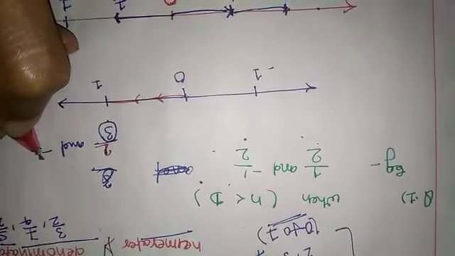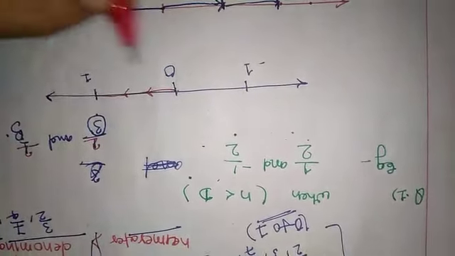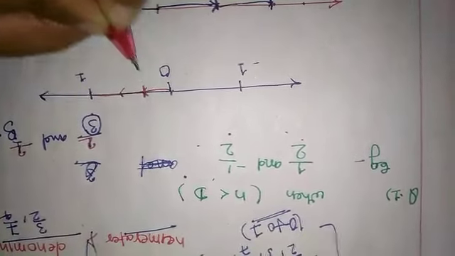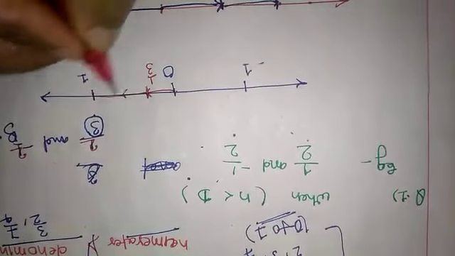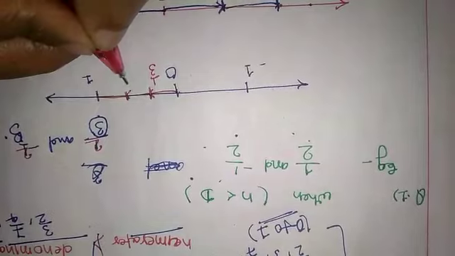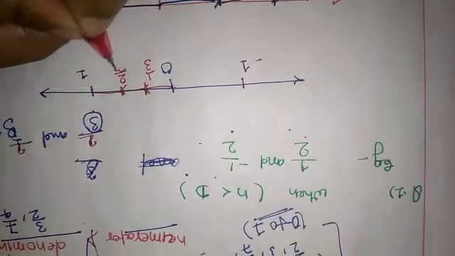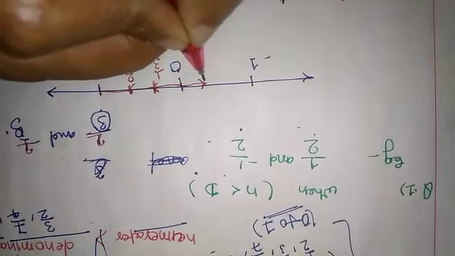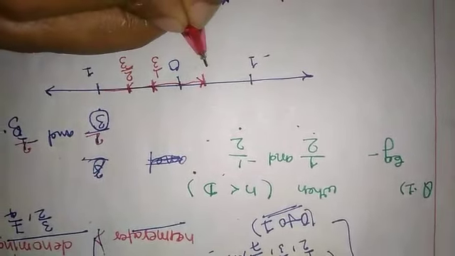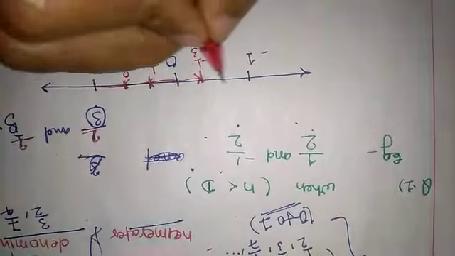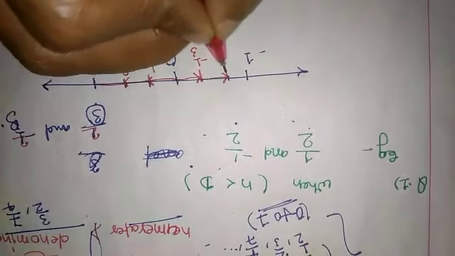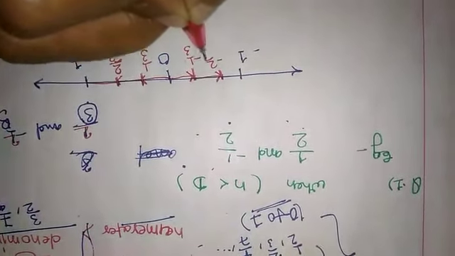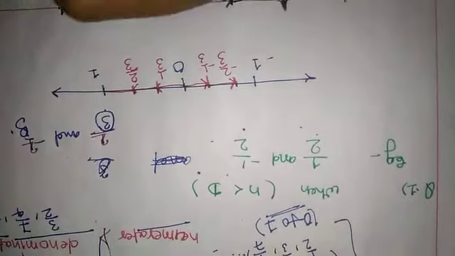This is the first part. This is 1 by 3. This is the second part. So this is 2 by 3. Okay. Similarly, this is the first part, it is minus 1 by 3. This is the second part, so this is minus 2 by 3. I hope you understood this.